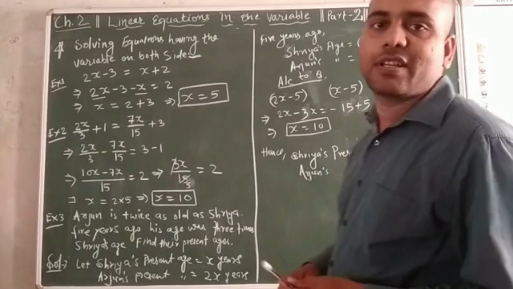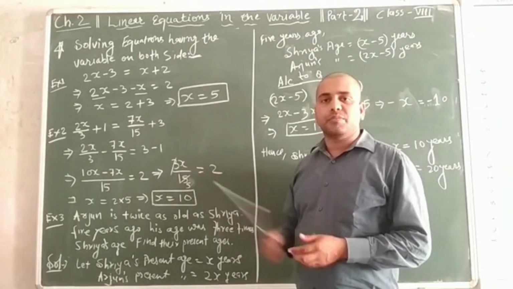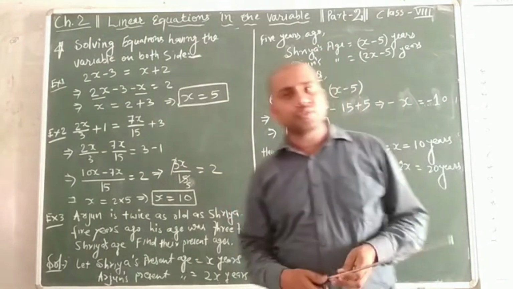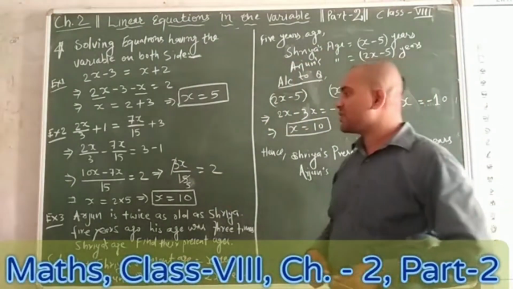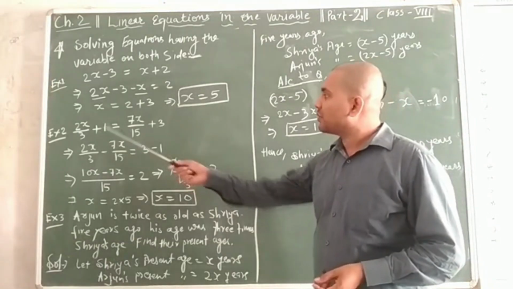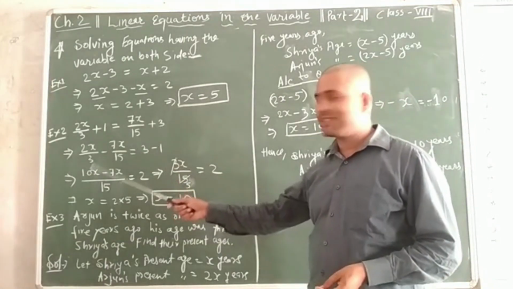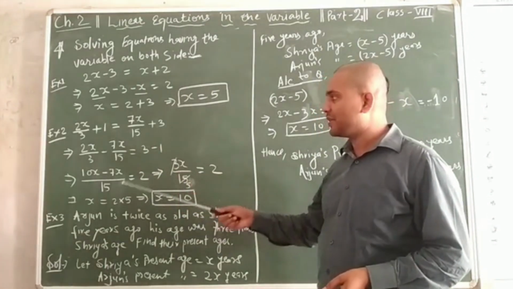Dear students, in the previous session also you must have learned that with different methods you can simplify the equations, you can solve the equations. Okay, now it is the better option to shift 7x upon 15 to the LHS and 1 to the RHS, that we have done.